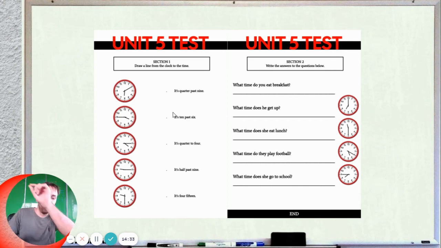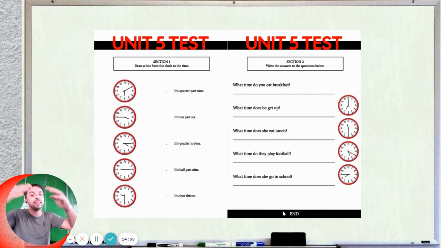Section 1, draw a line from the clock to the time. Section 2, write the answers to the questions. Remember, for the first one, you don't need to look at the clock. For this one, this one, this one, and this one, you need to look at the clock. And that's you guys all finished.